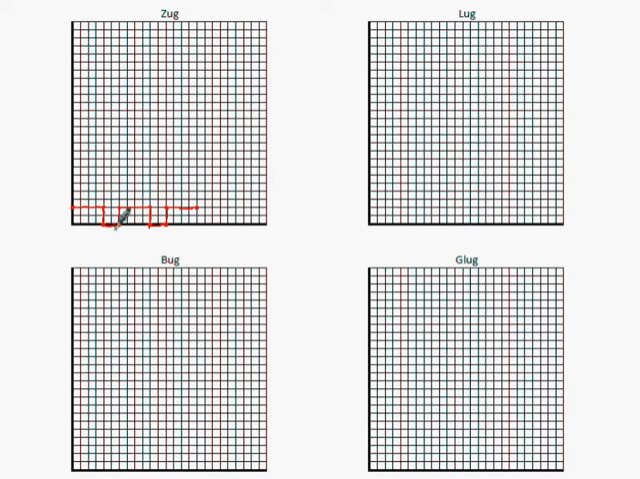1, 2, 3, up to 12. 2, 3, 4, up to 14. That is 12, 14. Connect them. Next up is 4, 14. 1, 2, 3, 4, all the way up to 14. Connect them. And lastly, 0, 2.